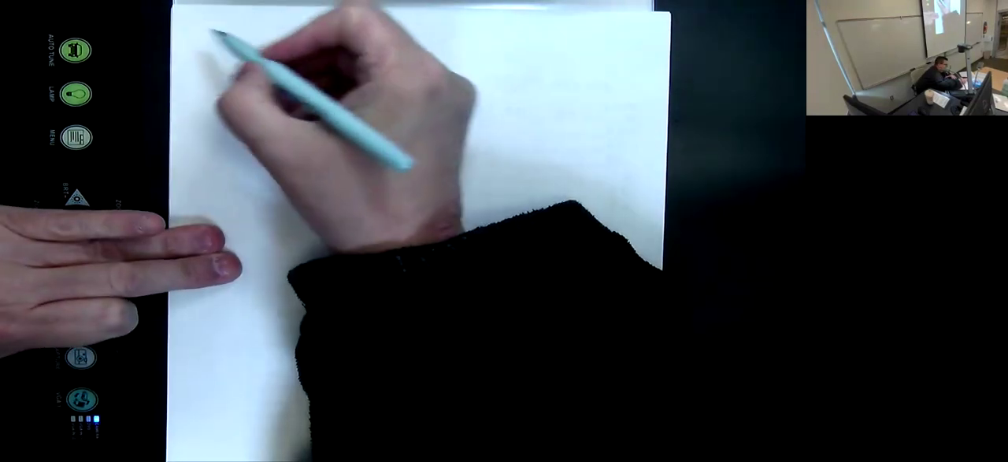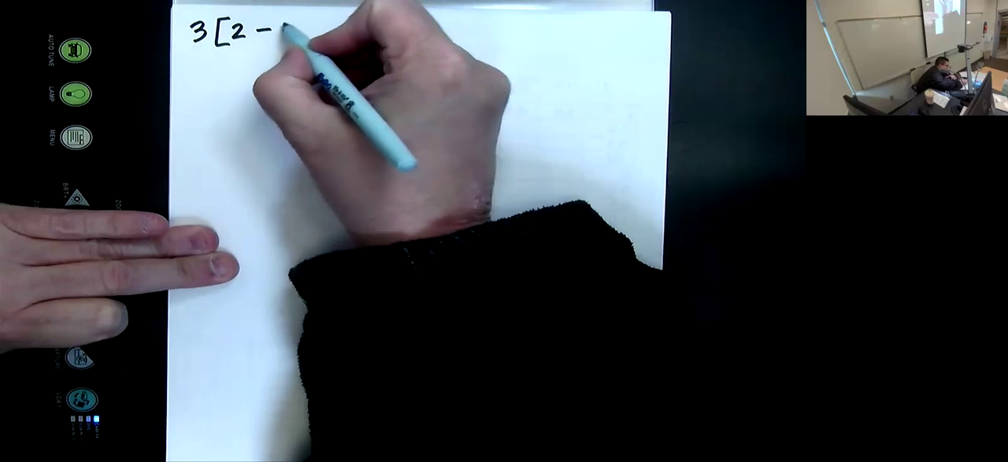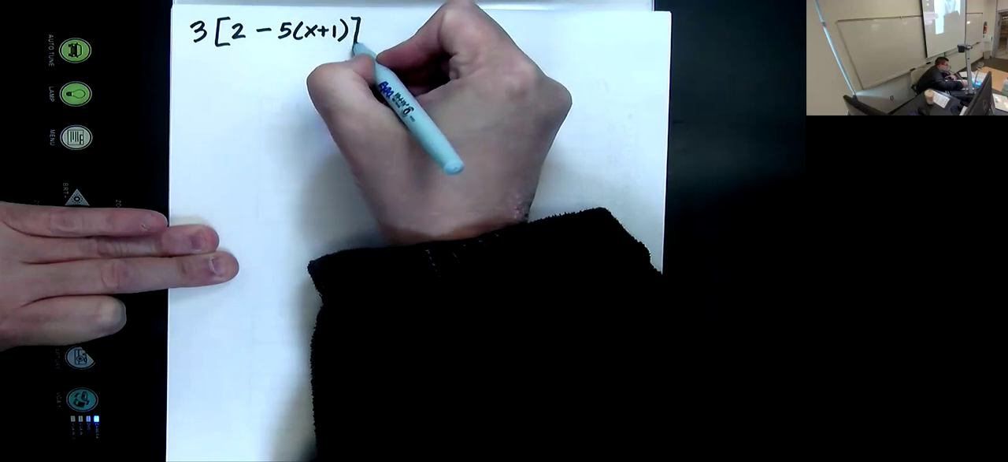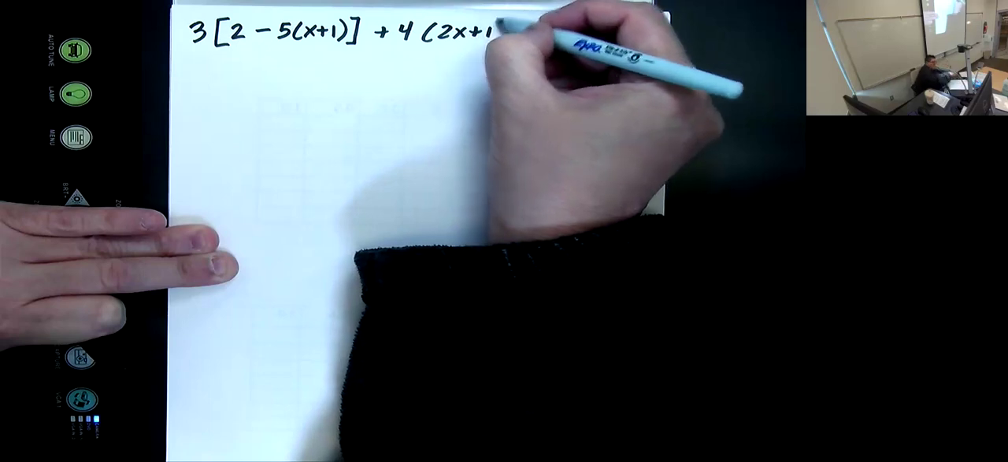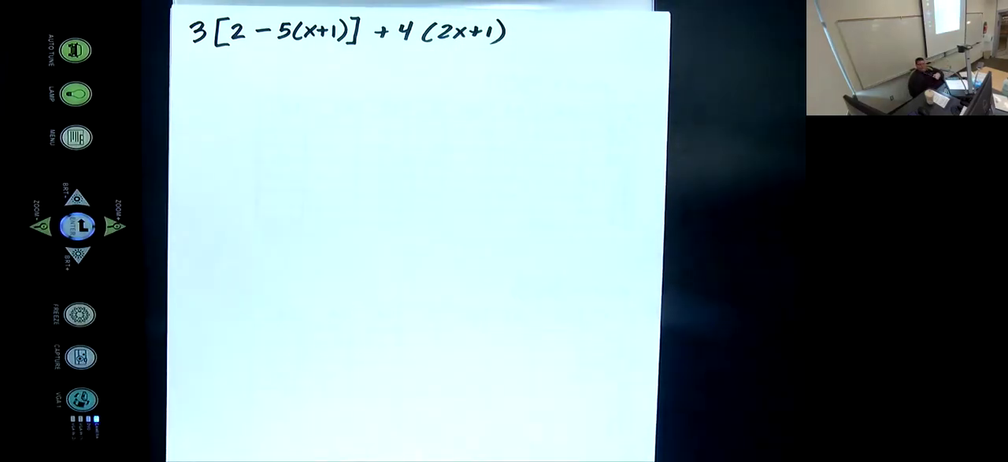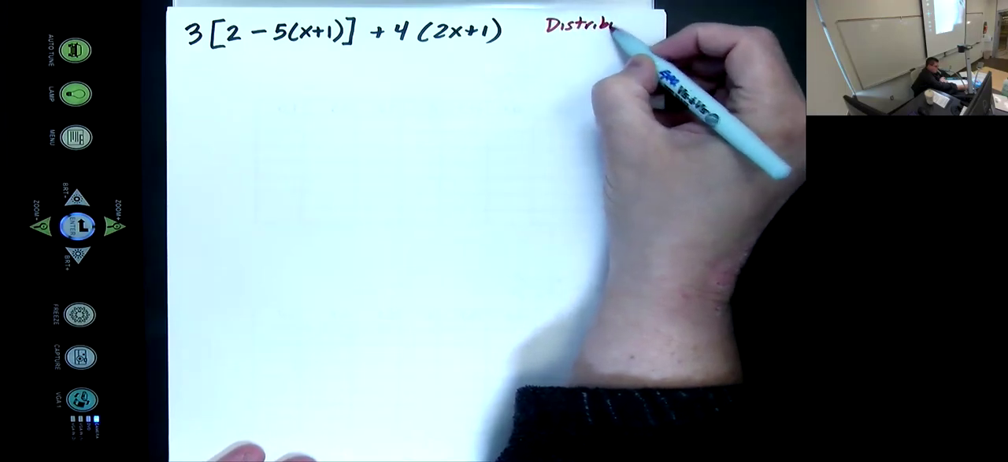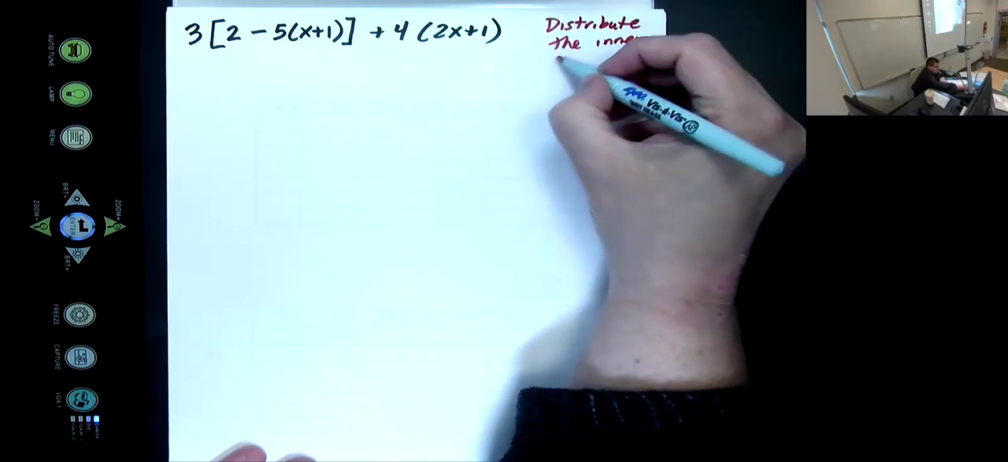Let me give you guys one to work on for a few minutes and then we'll do it together. We'll pick it up a notch and have 2 sets of parentheses. One inside the other. There we go. And to guide you on your way, you probably want to distribute the inner grouping symbols first.